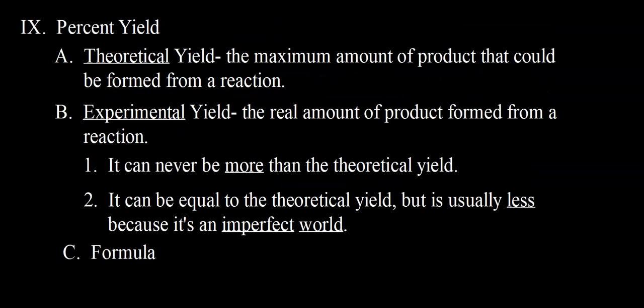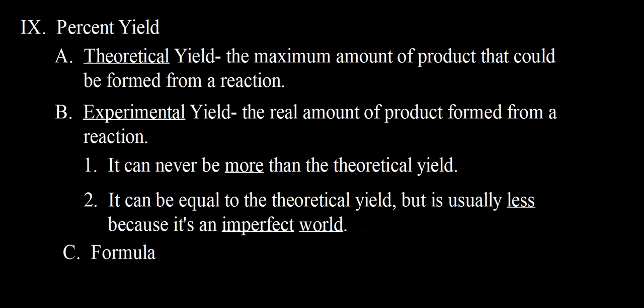All right, next up we have percent yield. Please don't confuse percent yield with percent error. Here are the terms that we're going to be using. First of all, the maximum amount of product that could be formed from a reaction is known as the theoretical yield. How much product should be produced? And I've used that term before, should be produced.